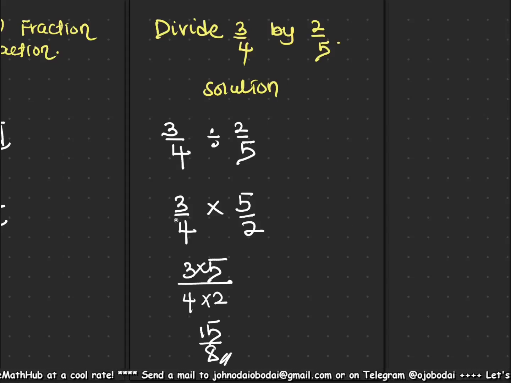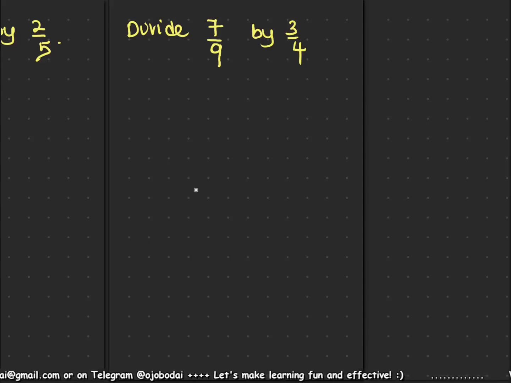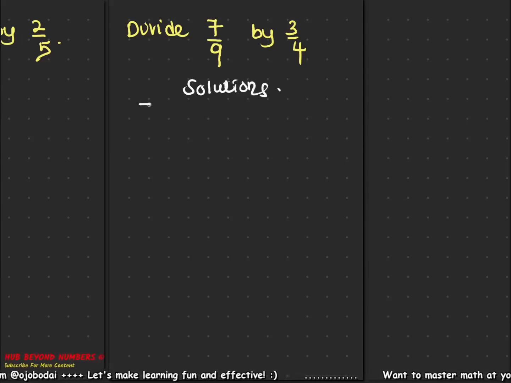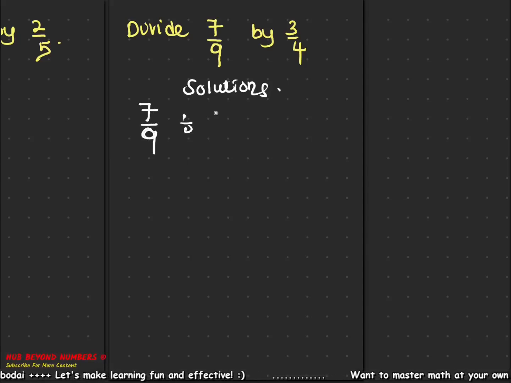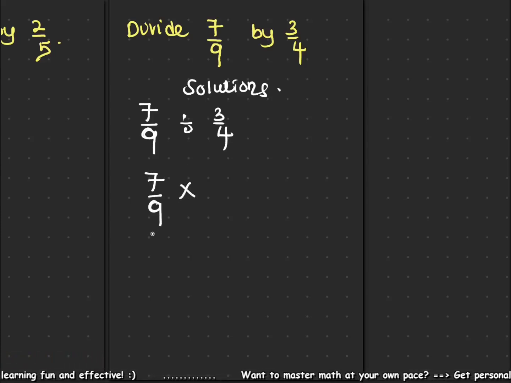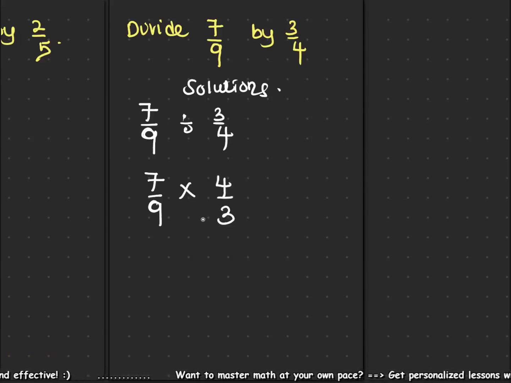Let's look at our next example. Our next example says you have to divide 7 over 9 by 3 over 4. So what's our solution going to be? We have 7 over 9 divided by 3 over 4. We still maintain our 7 over 9. Then the division sign becomes a multiplication. And instead of 3 over 4, we now change it to 4 over 3. Then we perform our multiplication of fractions.